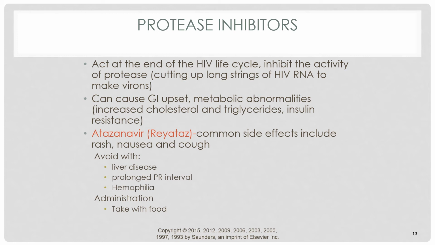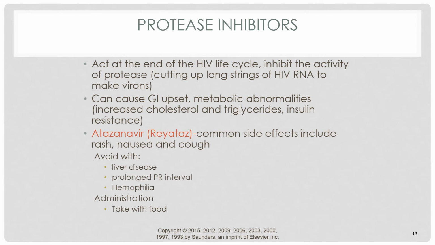Okay, so this one can cause GI upset, metabolic abnormalities, right? This one can affect cholesterol and triglycerides and insulin resistance, all right? I hate these names. The atazanavir. Oh, luckily, this isn't a pronunciation exam, so just make sure you know what it looks like. And this one can give you a rash, nausea, and a cough. It's metabolized in the liver, so we want to avoid in liver disease.